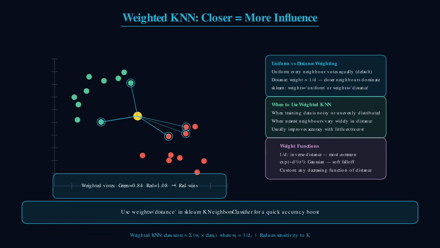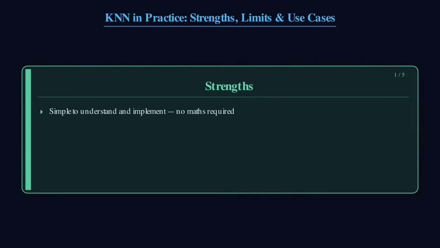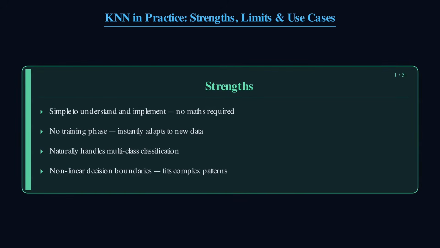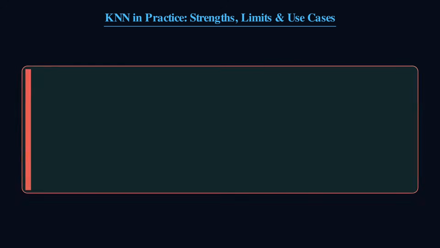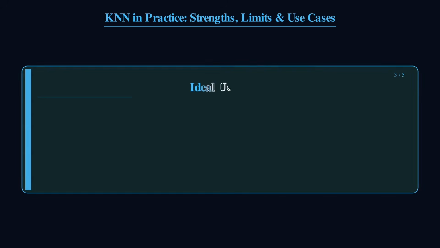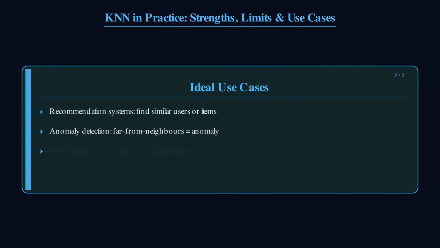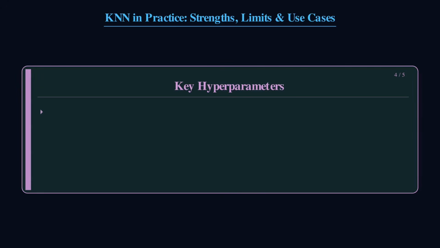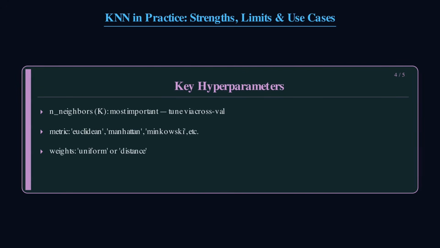Here is a problem that breaks KNN. In high dimensions, every point becomes equally far from every other point. This is the curse of dimensionality. If you want to capture just 10% of your data in one dimension, you need 10% of the range. In 10 dimensions, you need nearly 80% of each axis. The neighborhood concept collapses. So before using KNN on anything with more than 20 features, reduce dimensions first with PCA or UMAP.